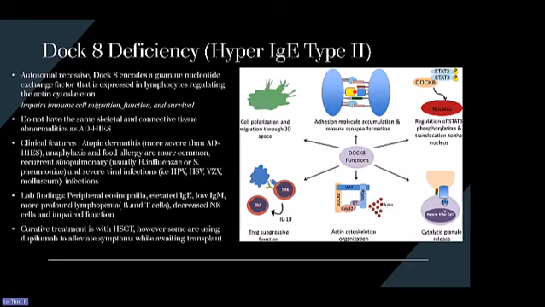Lab findings that you may see: again, they may have eosinophilia and elevated IgE. These patients are also potentially associated with hypogammaglobulinemia or low IgM. They have a more profound lymphopenia, and they can also have decreased NK cells and impaired function as well.